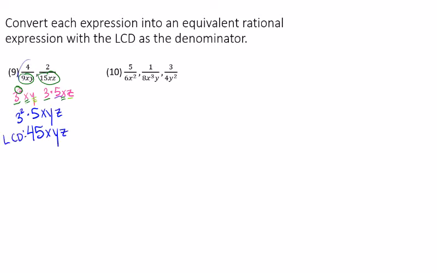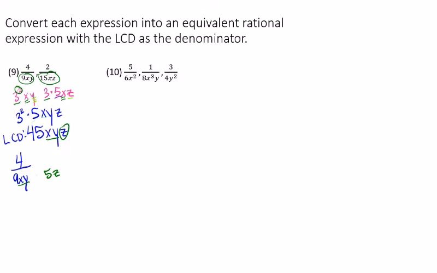So now I need to get these both to have that same denominator. So let's start with the 4 over 9xy. So what do I need? What's missing? Well, what times 9 equals 45? Let's try 5. And then I have an xy here, right? But I need a z. And so I'm going to multiply by z as well. So I'm going to multiply by 5z on the bottom, and that'll get me this.